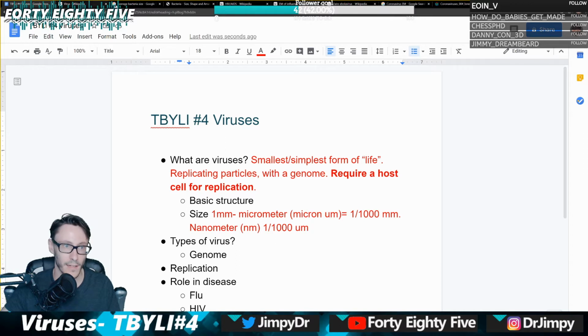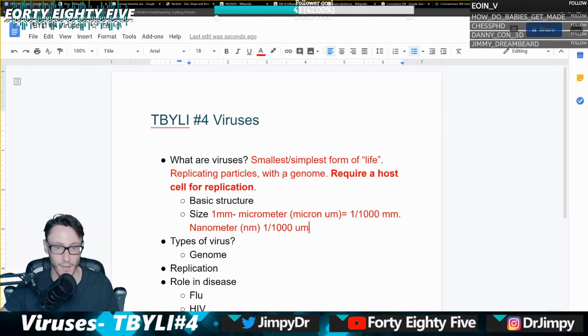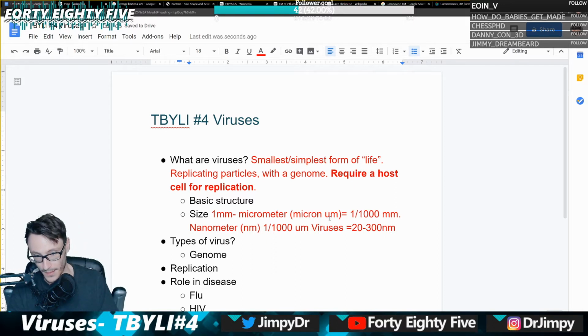Which is the reason why we're going down to 10 to the minus 8 and 9, down to this kind of scale. So viruses vary in size, but they are around 20 to 300 nanometers. That's pretty damn small. That is shorter than the average wavelength of visible light. So it's tiny. It's really, really small.